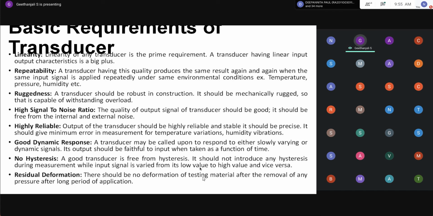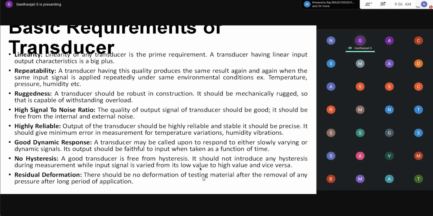Many points are there. They have summarized and given 7 to 8 points. The first one is linearity. Linearity of any transducer is the prime requirement. A transducer having linear input-output characteristics is a big plus.